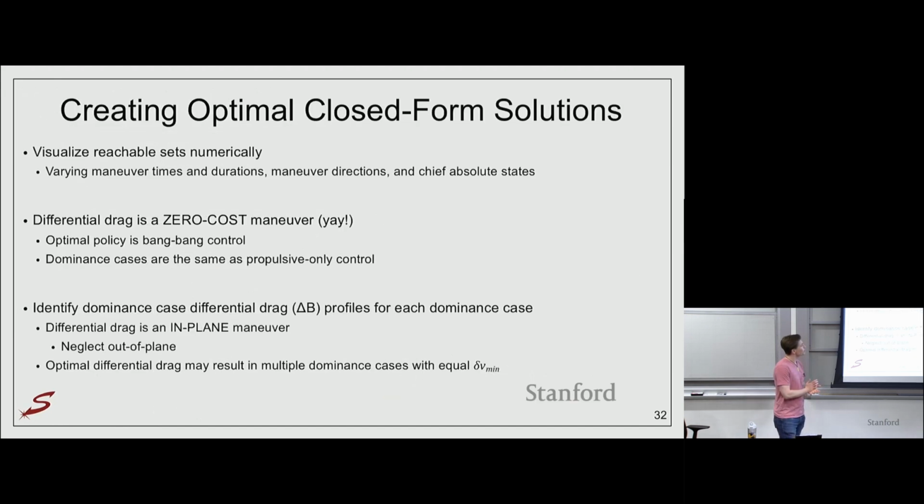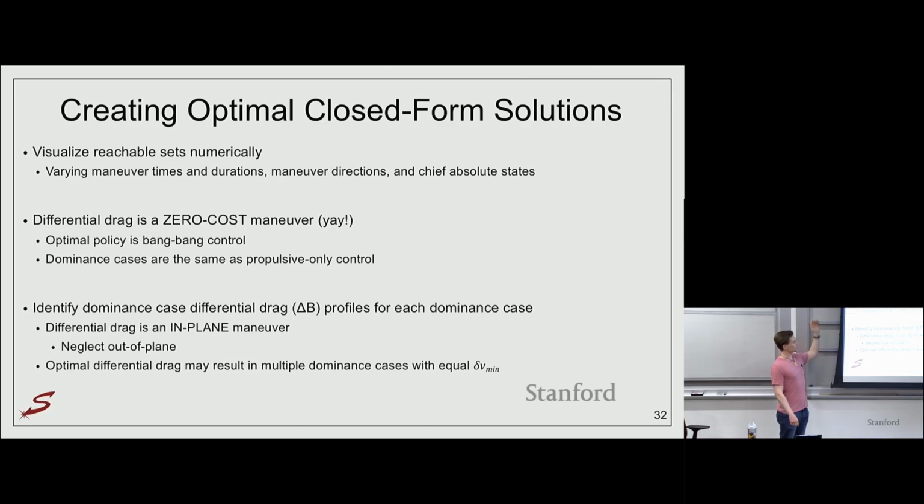So now we're going to do basically the same thing as before to create closed form solutions. We're going to visualize every possible differential drag maneuver that can exist in a control window, varying start times and durations of single maneuvers, maneuver directions, and chief absolute states. Again, the important thing here is differential drag is a zero cost maneuver, which means it doesn't actually introduce any cost to the control problem whatsoever.